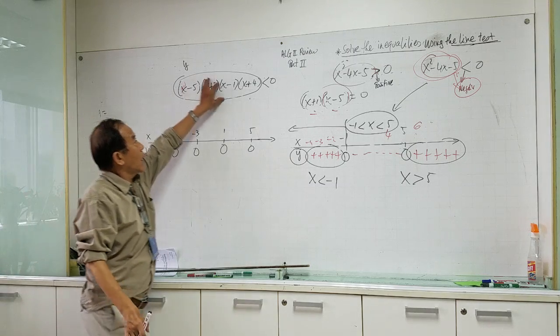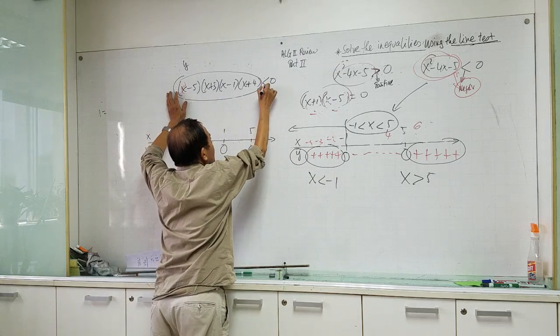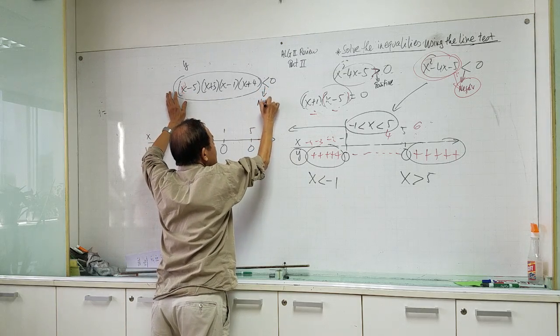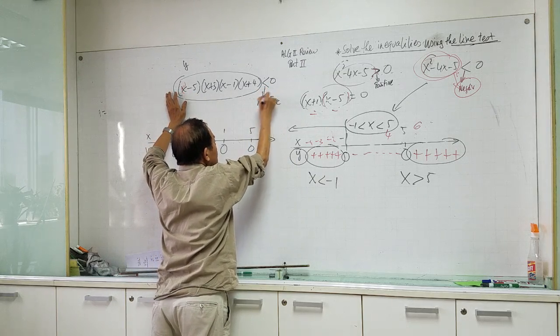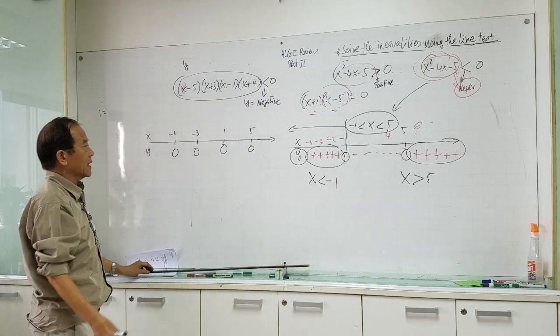I'm looking for y less than 0, which means negative. Y is negative means the part of the graph is underneath the x-axis.